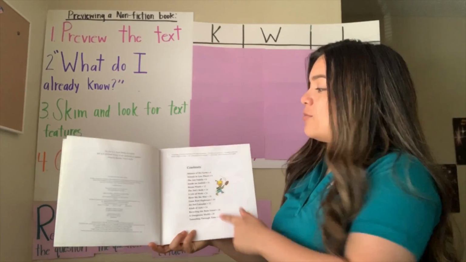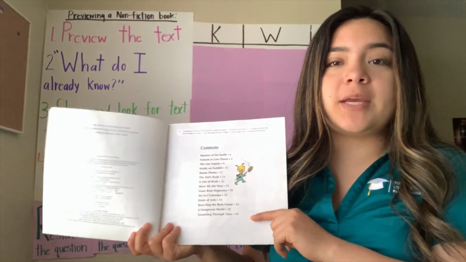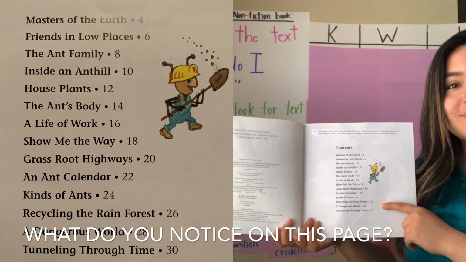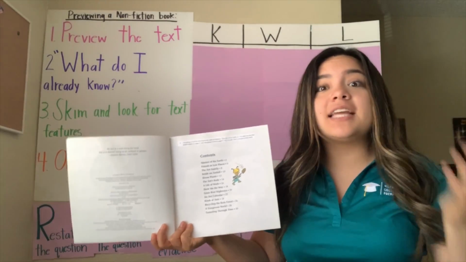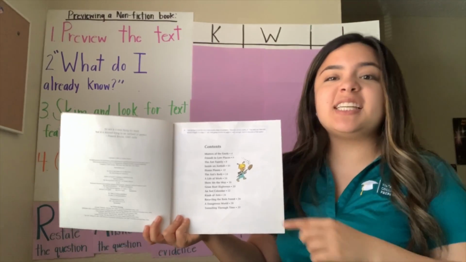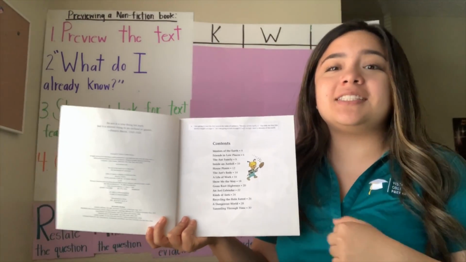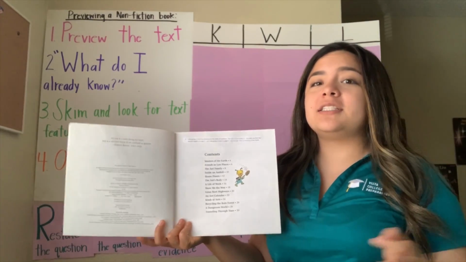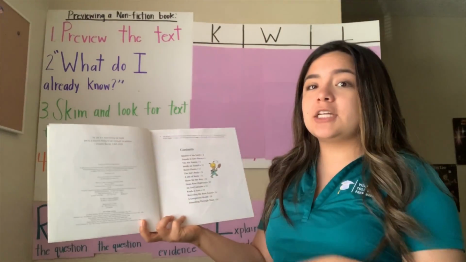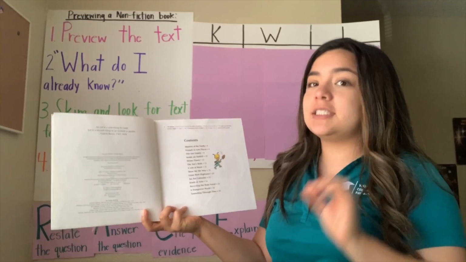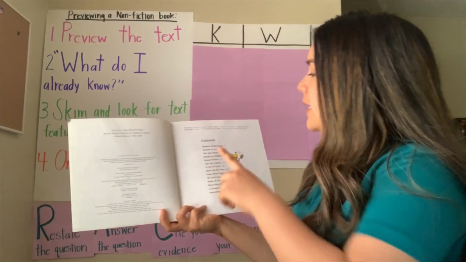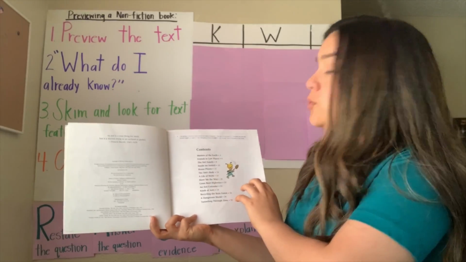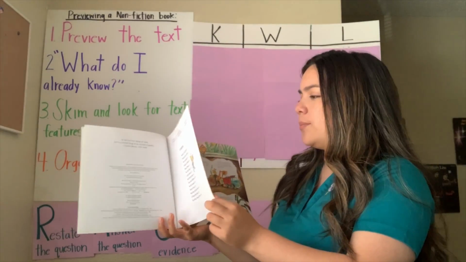Ooh, right now, I've noticed something on this page. What do you guys notice? Yeah, that's right, one of our text features. This is our table of contents. It's our table of contents, letting us know what sections, what pages the sections are on. Ooh, so right now the first one says Masters of the Earth on page 4. Ooh, so right now I'm going to turn to page 4.